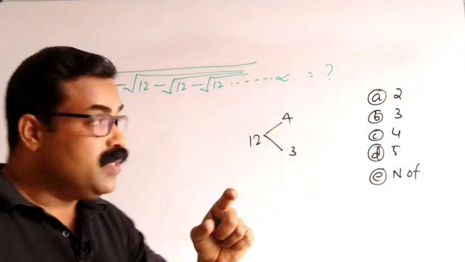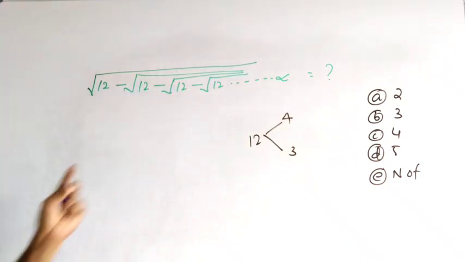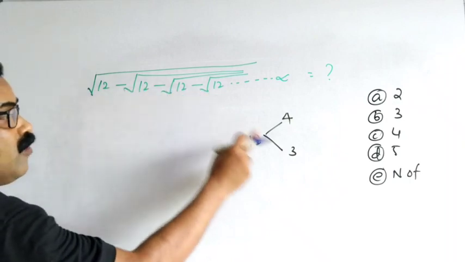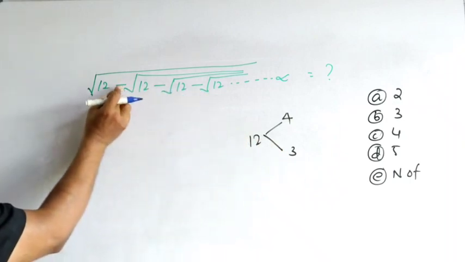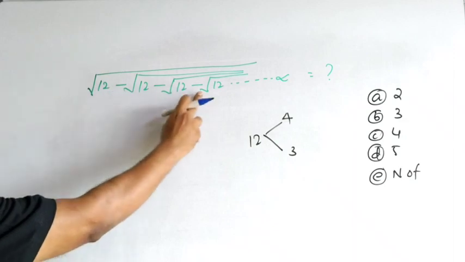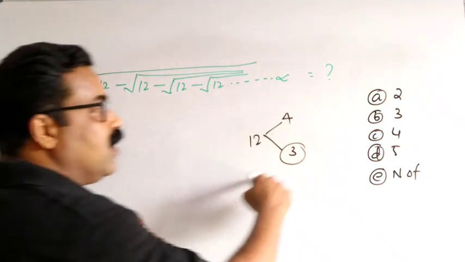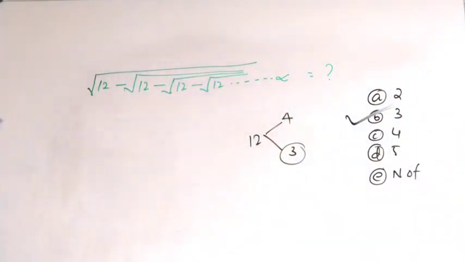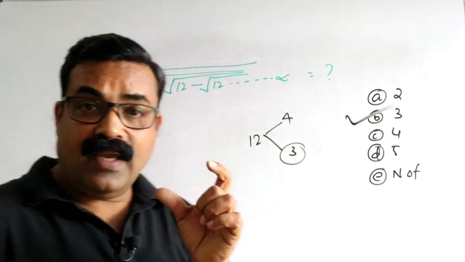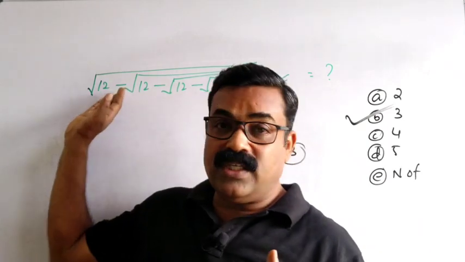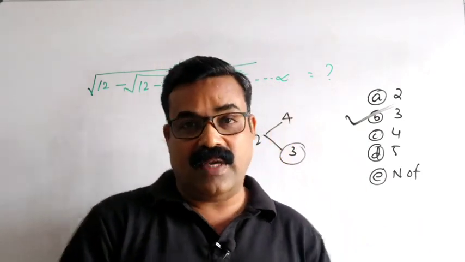Now, what is the last step? Check whether it is plus or minus. If it is plus, we have to take the bigger number. If it is minus, we have to take the smaller number. Here the symbol is minus, so we have to take the smaller number as the answer, and the correct answer is option B, number 3. Kindly note it. This is the difference: whenever we have plus, we take the bigger factor, and whenever we have minus, we take the smaller factor. Please note it.